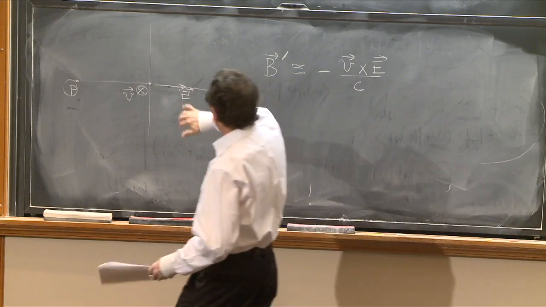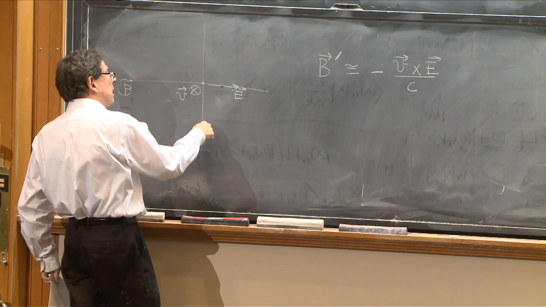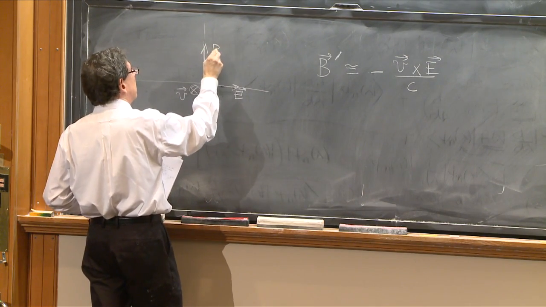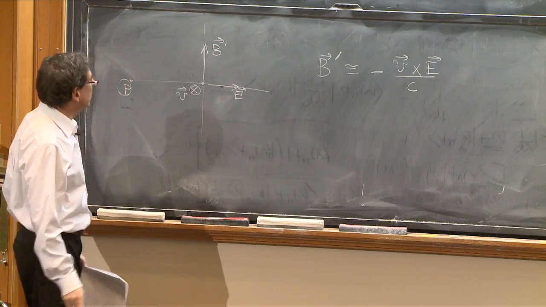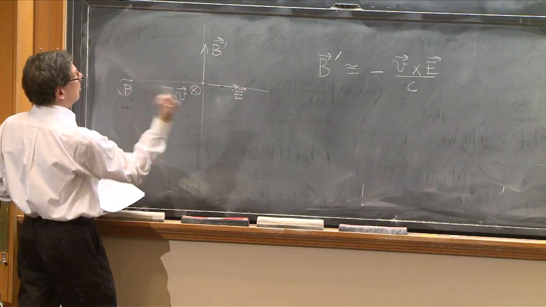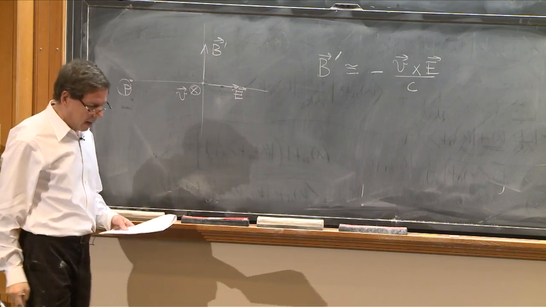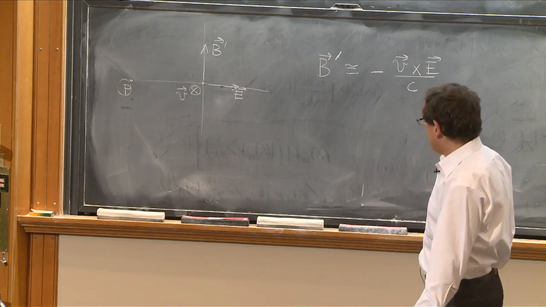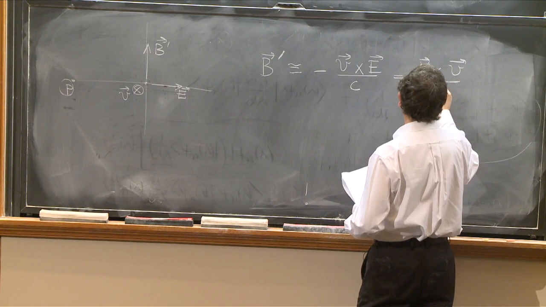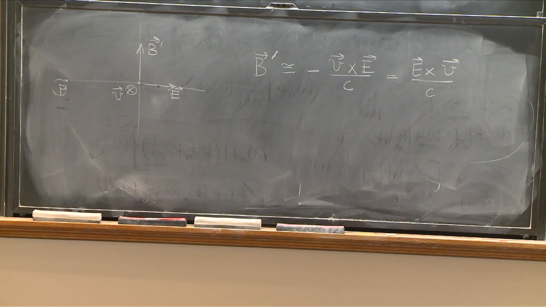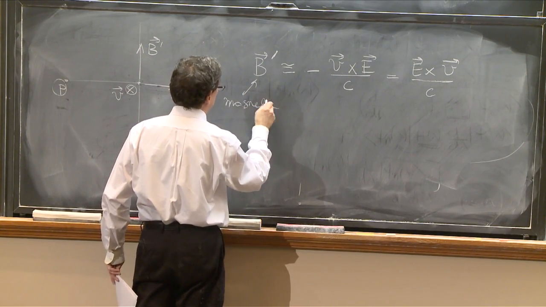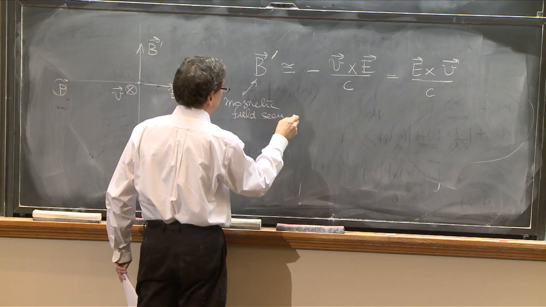So V cross E over C, up, change sign because of this, and the magnetic field consistently, as we would expect, goes in this direction. So it's consistent with the picture that we developed, that if you were the electron, the proton would be going around in circles like that, and the magnetic field would be up. Now here I can change the sign by doing E cross V over C. So this is the magnetic field seen by the electron.